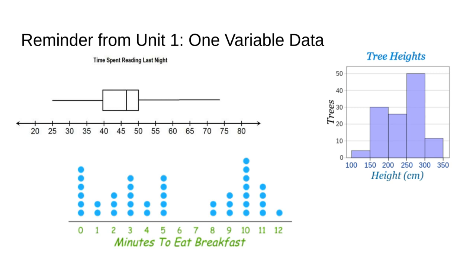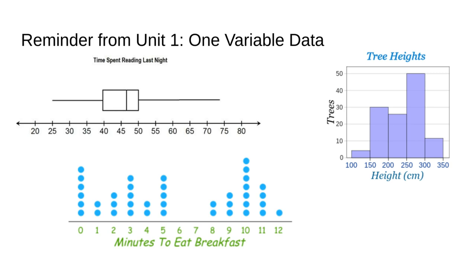Okay, so just a quick reminder from our very first unit way back at the beginning of the year. We've looked at one variable data. So when we're looking at data that only has one number that we care about, we're not comparing it to anything but itself. We use one variable data. So time spent reading of maybe a class. You can use a box plot to describe that.